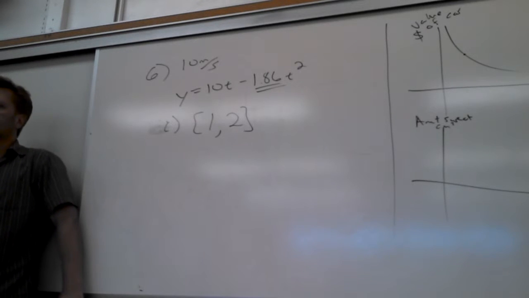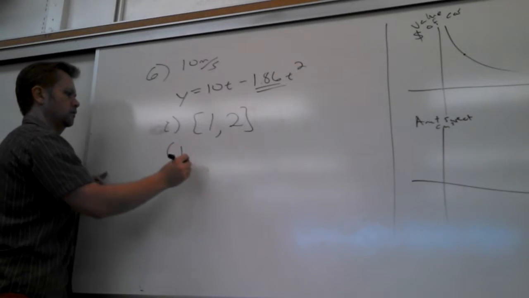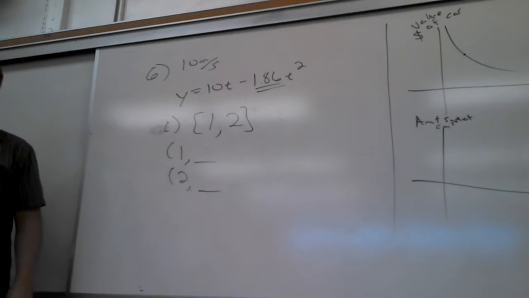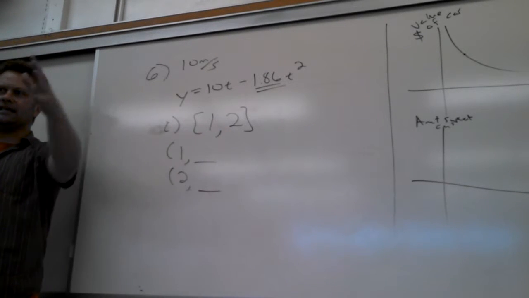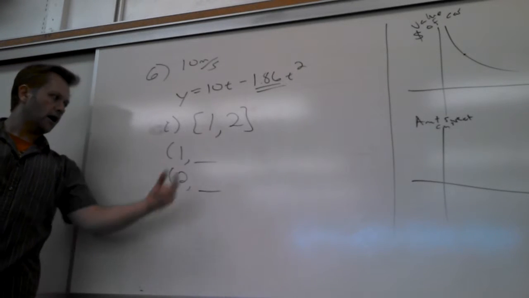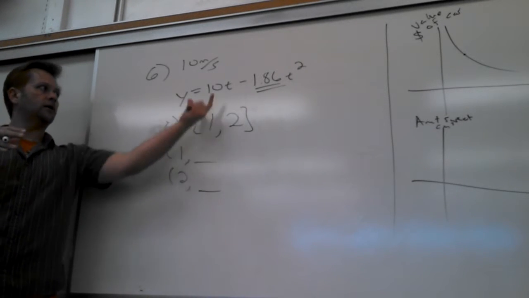So that's even better. This is the interval for time from 1 second to 2 seconds. So what are my 2 points then? 1 something and 2 something, right? Because that's not a point, that's an interval for t. That's my x-axis variable. What's my y for this? What's my output?